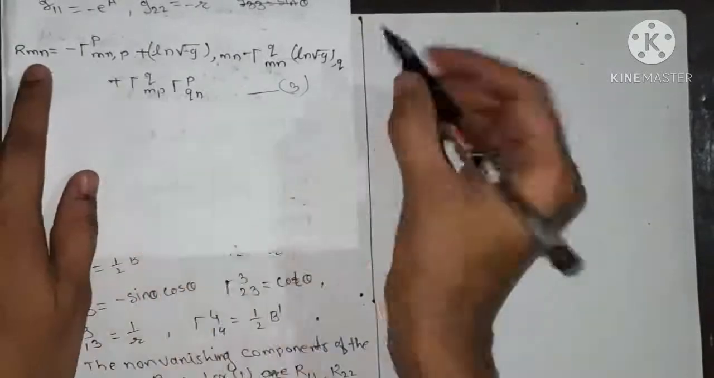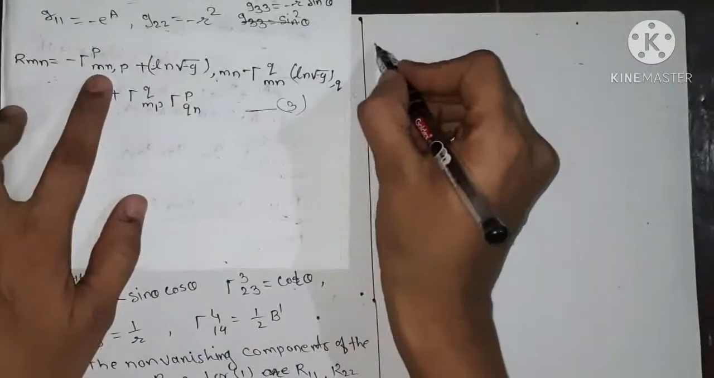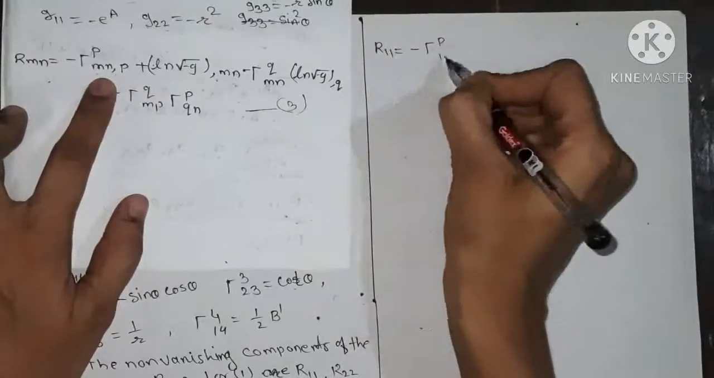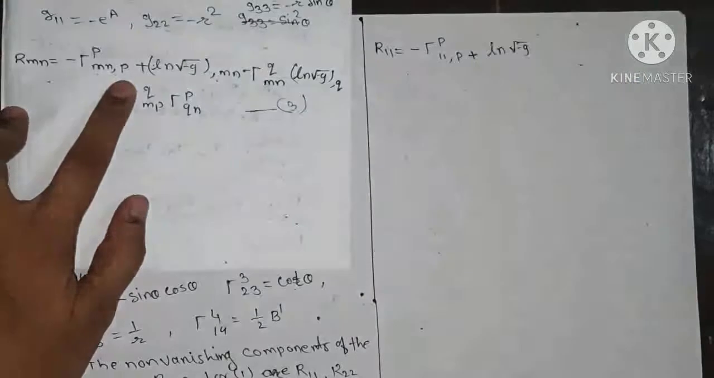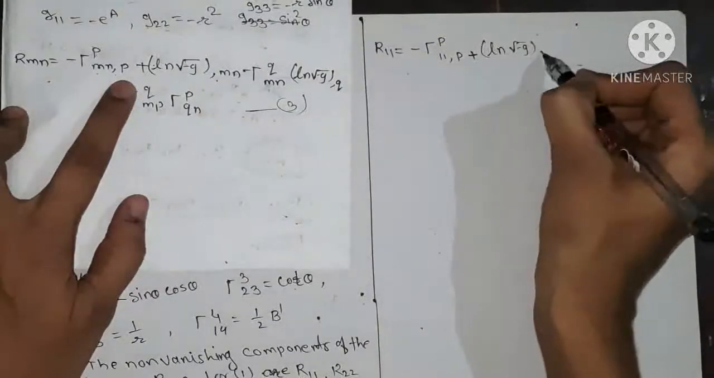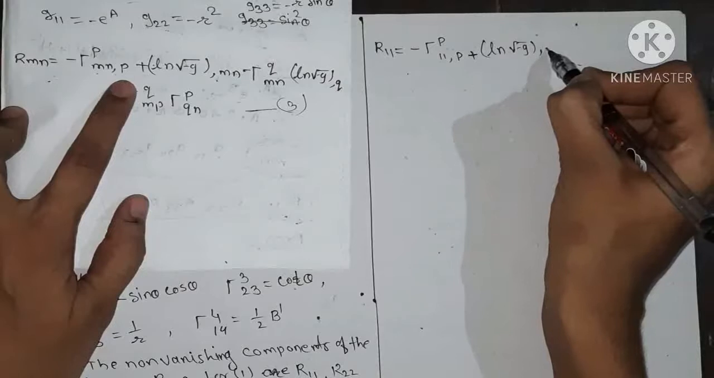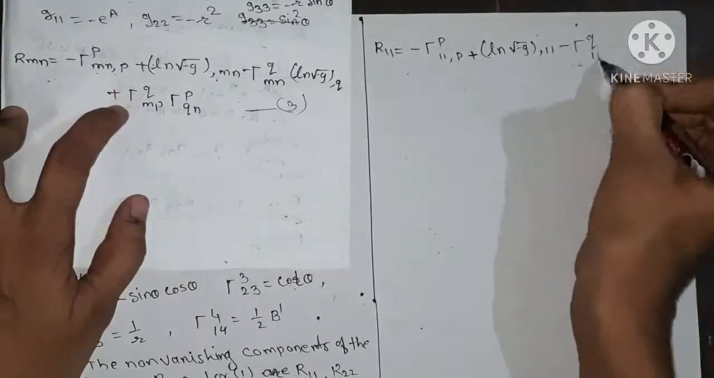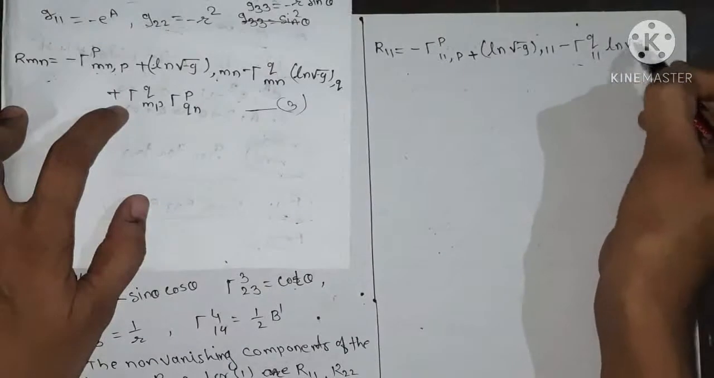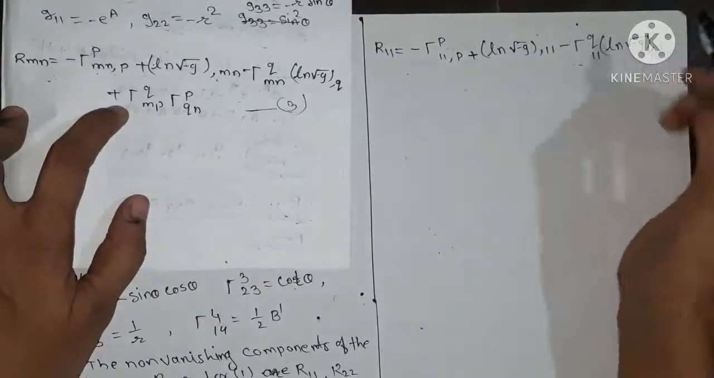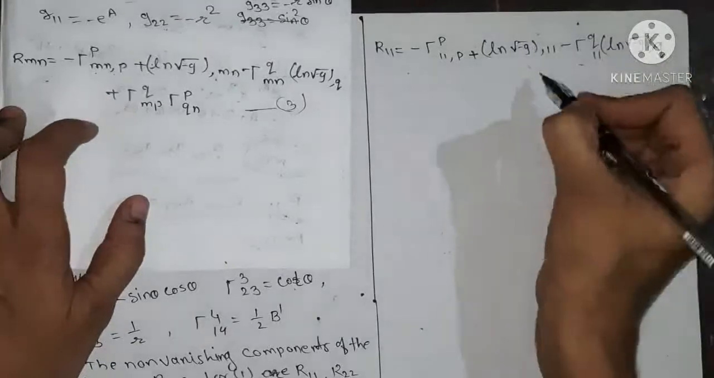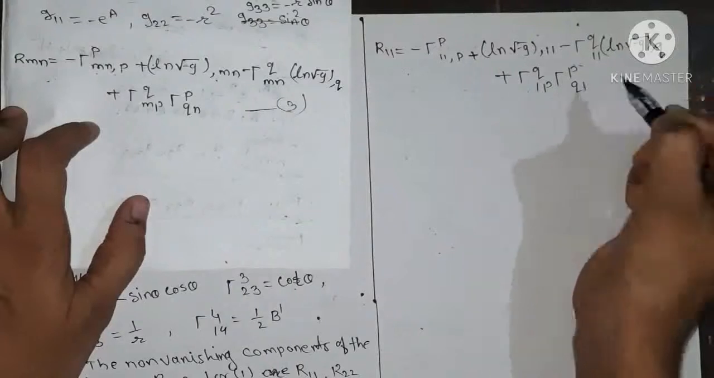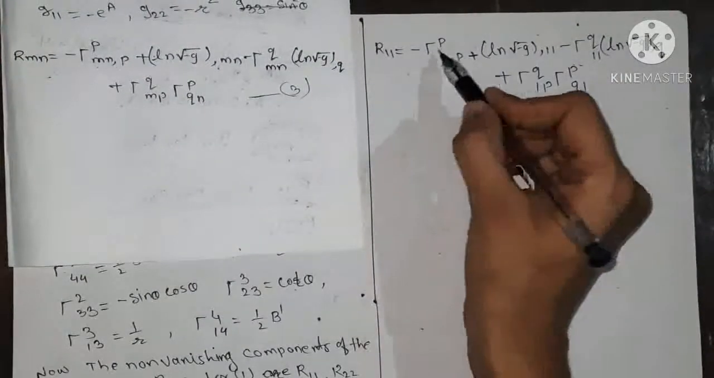So what we get here, substituting m equals n equals 1: R11 is equal to minus gamma of p11 comma p, plus gamma of p 1 1 comma... minus gamma of q11 log of under root of minus g comma q, plus gamma of q1p plus gamma of pq1. Now to find R11 we find term by term.